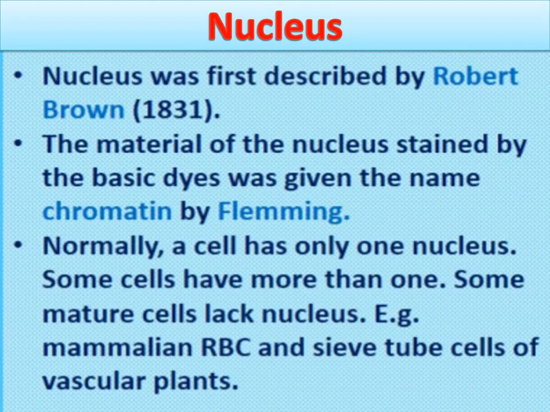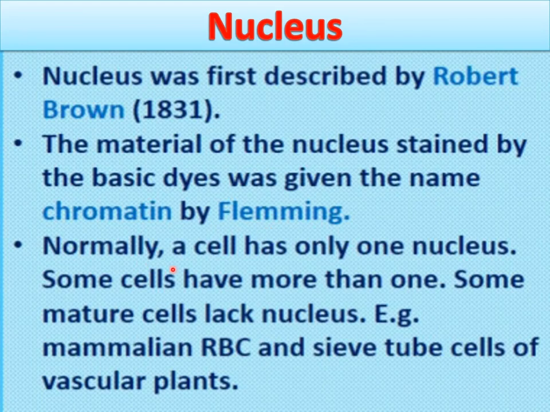Next topic is the nucleus. The nucleus was first described by Robert Brown in 1831. The material of the nucleus stained by basic dyes was given the name chromatin by Fleming. This is the material found inside the nucleus, and inside the nucleus chromatin is found. That material was stained and observed by Fleming, and the name chromatin was given by Fleming.